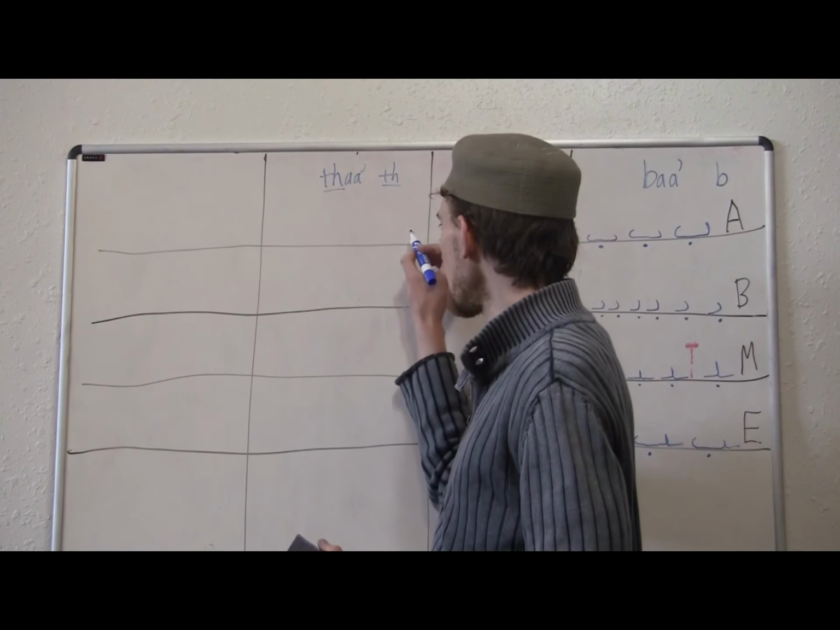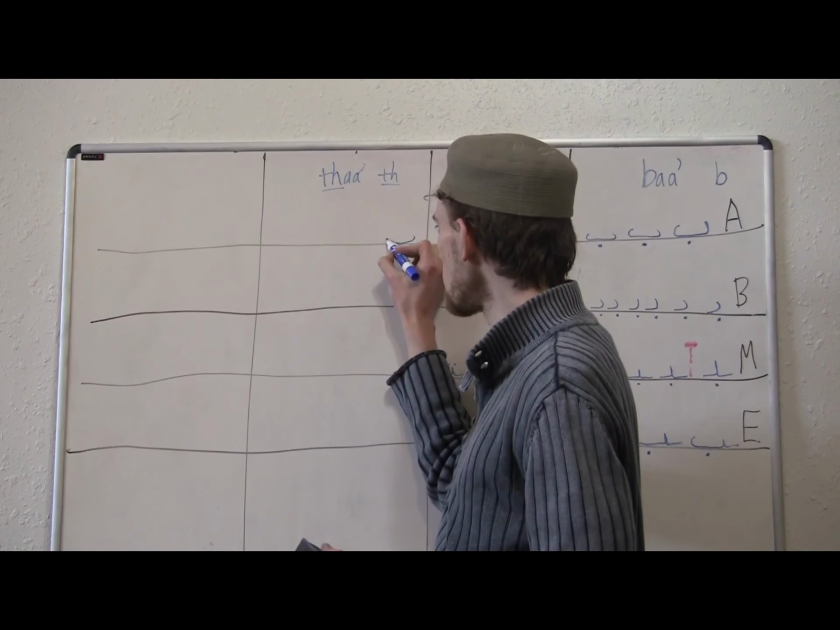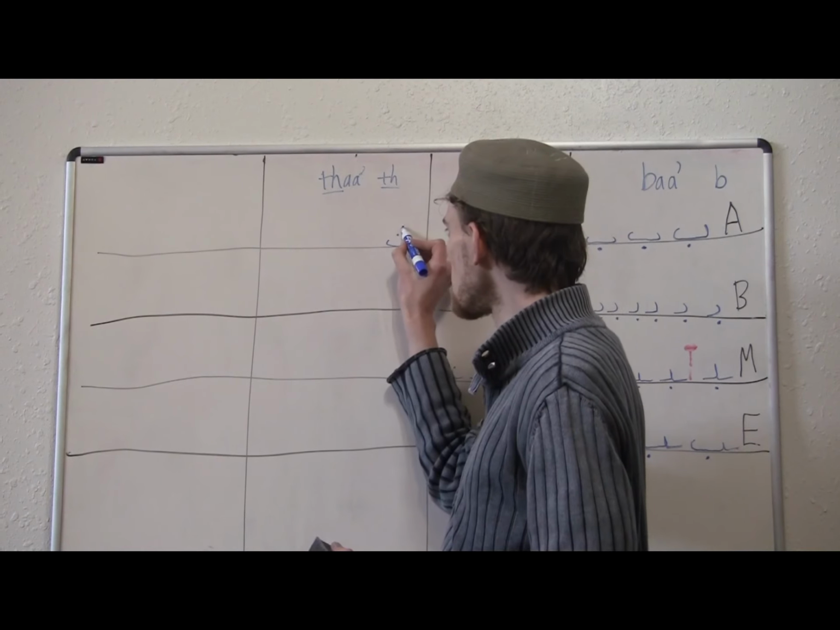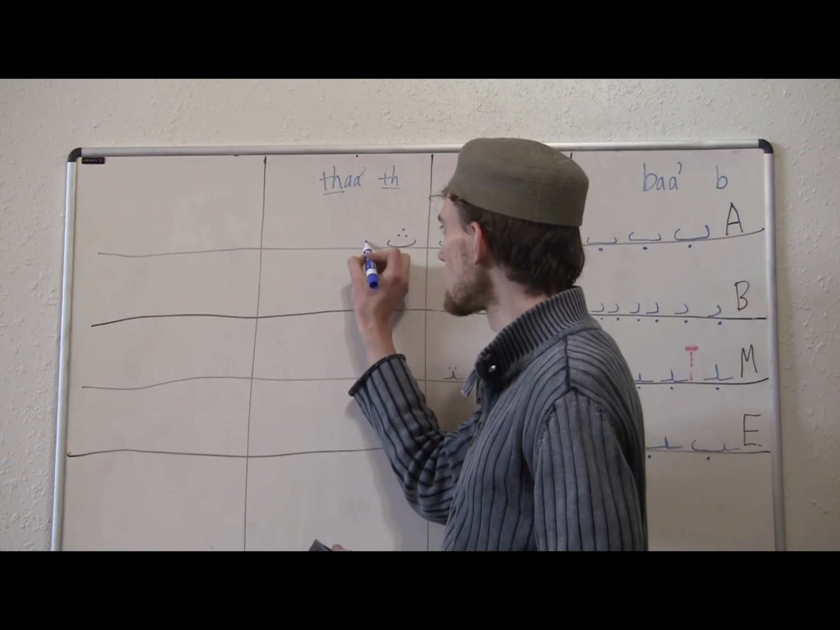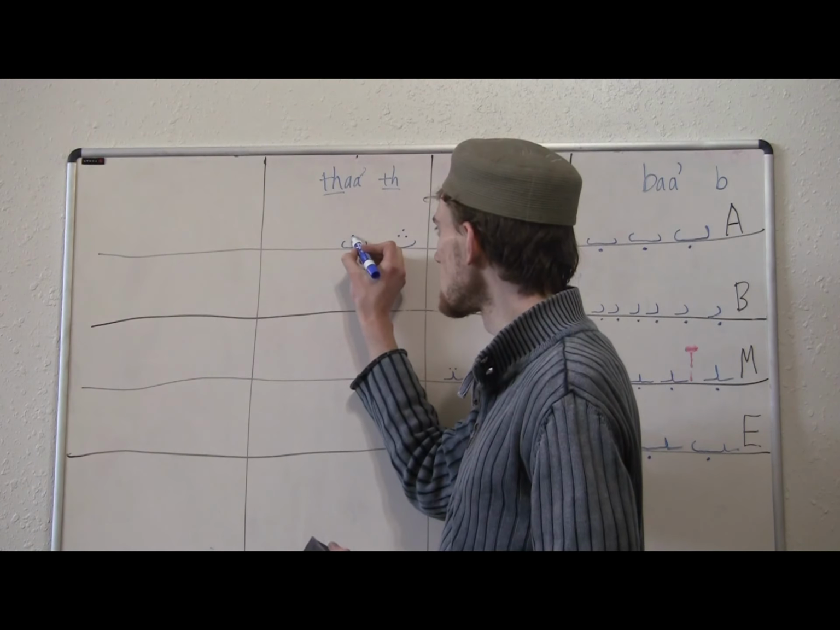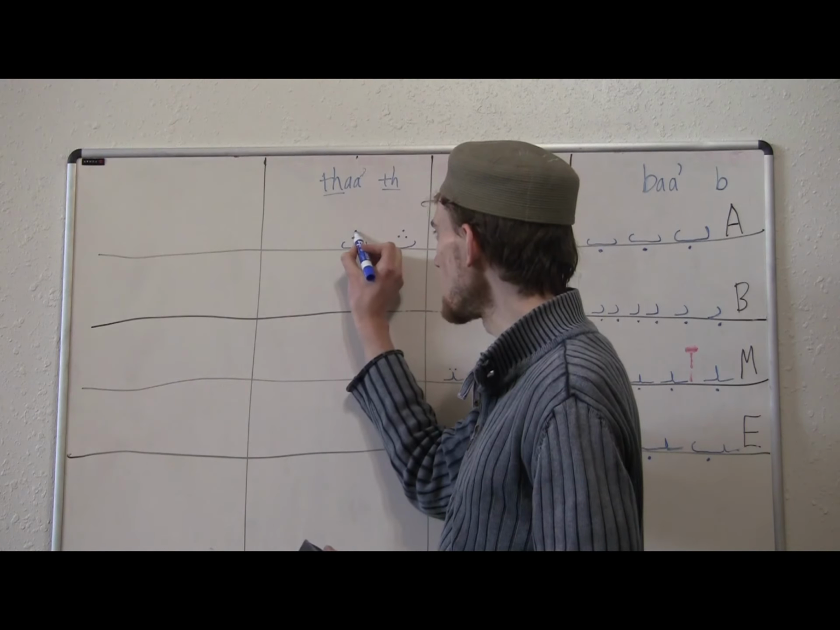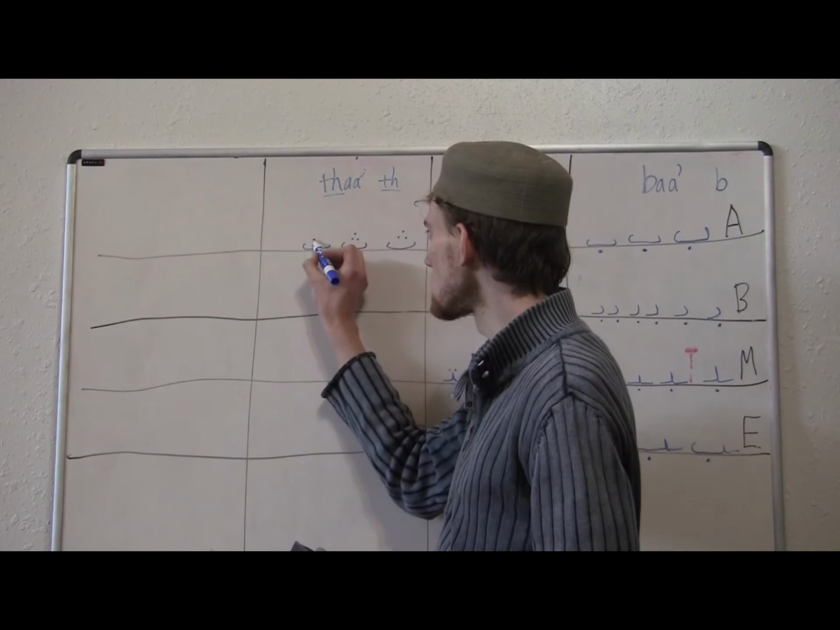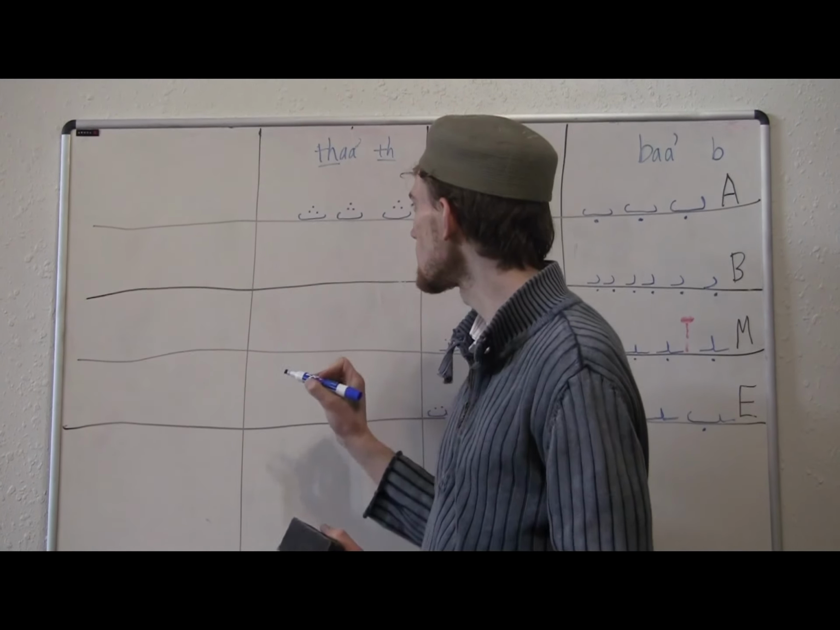And this letter has the same basic form, but then it has three dots. Two dots and then one dot above those two dots. This is the tha.